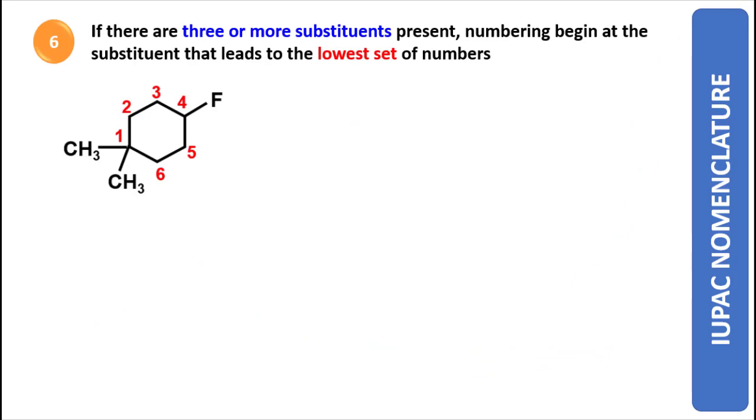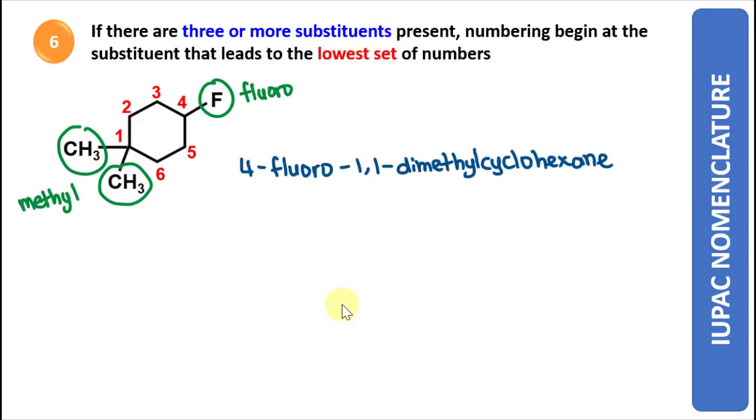But if there are 3 or more substituents present, the numbering will begin at the substituent that leads to the lowest set of numbers. For example, here we have methyl, methyl, and fluoro. So since these 2 methyl groups are attached to the same carbon, this carbon is going to be our first carbon, right? So the IUPAC name of this compound is 4-fluoro-1,1-dimethyl-cyclohexane.